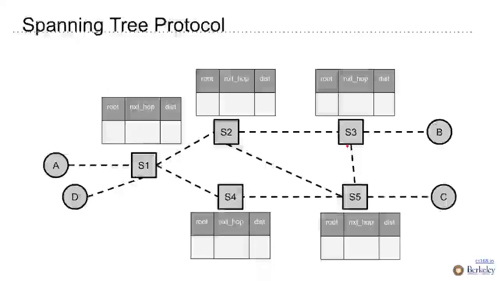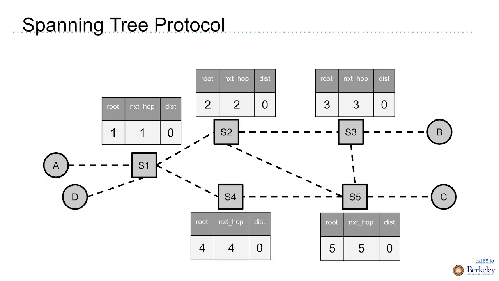So again, we have these switches, and each of them maintains its own state. Each one in the algorithm starts thinking they are the root, and they maintain a root, a next hop to get to the root, and a distance to the root. In the very beginning, when everyone thinks they are the root, what are the distance numbers? It's something like this. Each one thinks they are root, each one thinks they are their own next hop, and they don't have any distance to themselves. And then, how do we proceed?